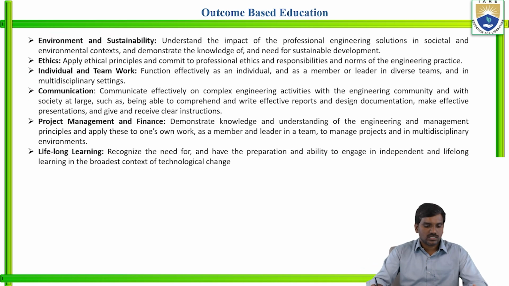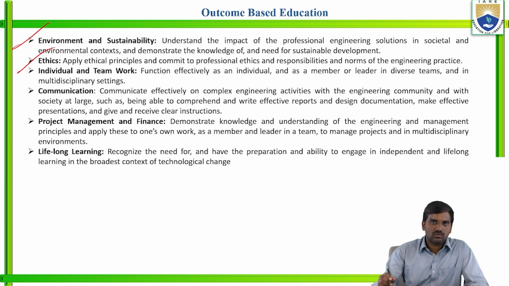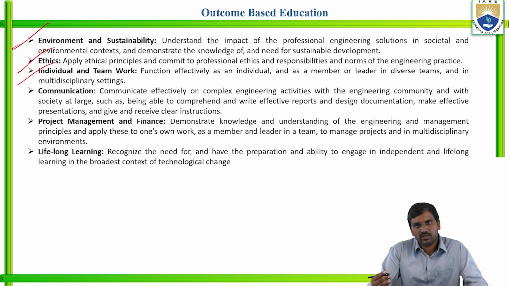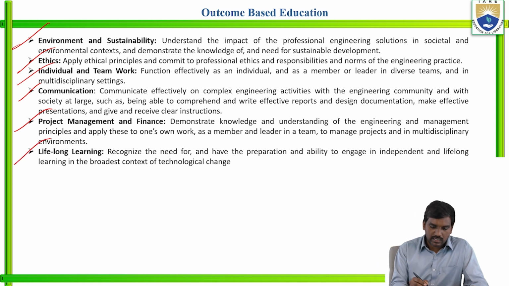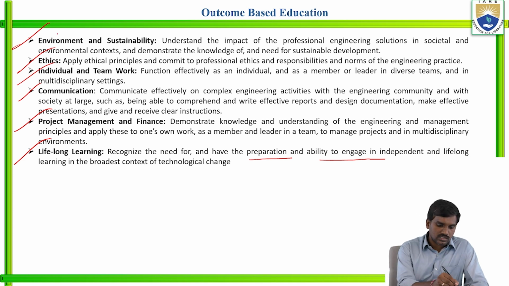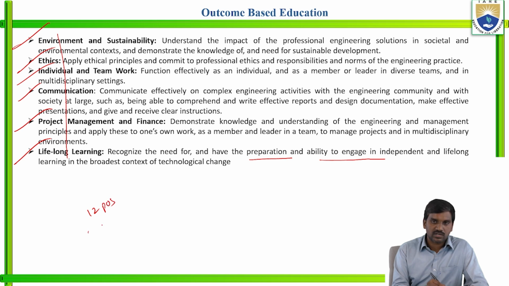And environment and sustainability, ethics: you have to follow ethics. Individual and teamwork: you can work individually or with a team. Communication: to communicate with others, you can develop communication skills. Project management and finance, and lifelong learning: recognize the need for, and have the preparation and ability to engage in, independent and lifelong learning in the broadest context of technological change. So this is lifelong learning. These are the 12 program outcomes defined by the NBA.